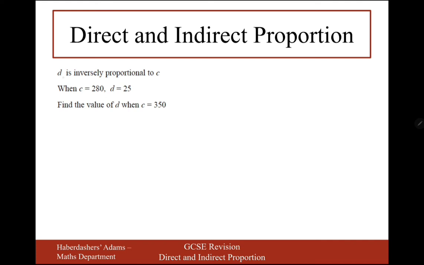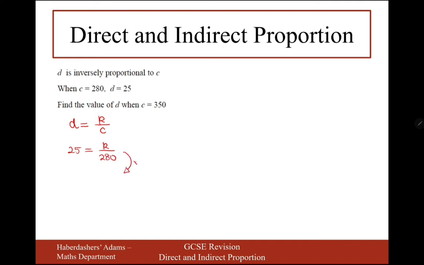Okay, so in this question here, let's read the first sentence. D is inversely proportional, so K divided by C. Now, nothing's happening to C here. It's not being squared, it's not being square rooted. Nothing's happening. It's just bog standard C on the bottom, so K divided by C. Let's work out what K is by substituting in these two numbers. 25 equals K divided by 280.